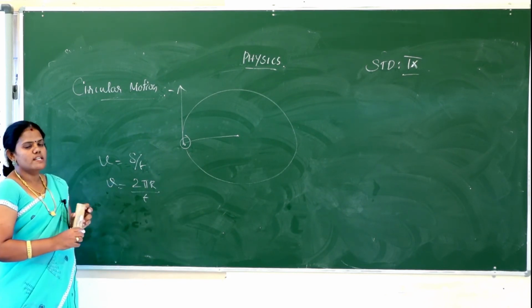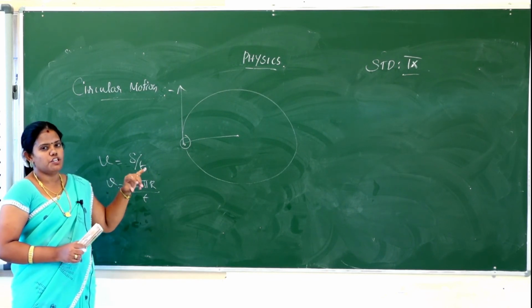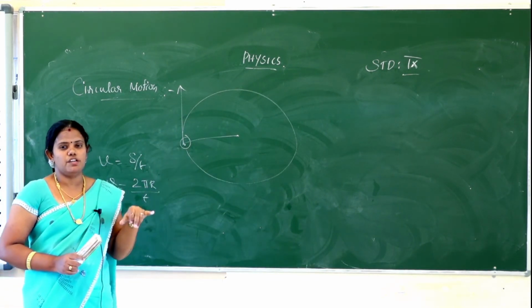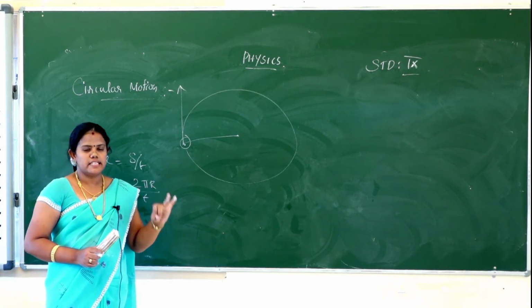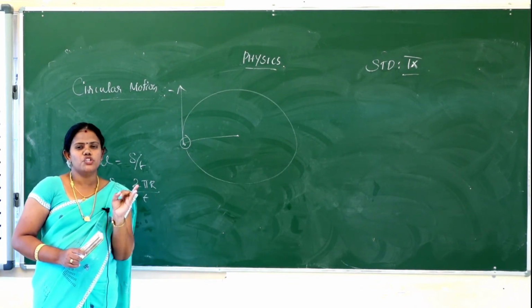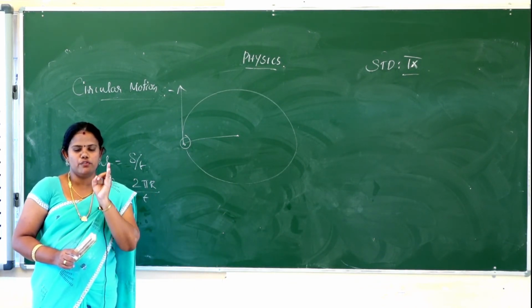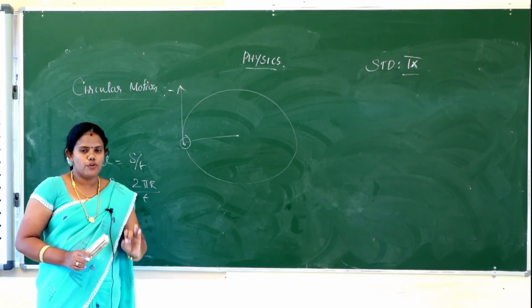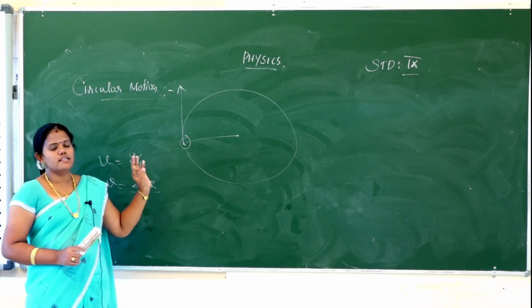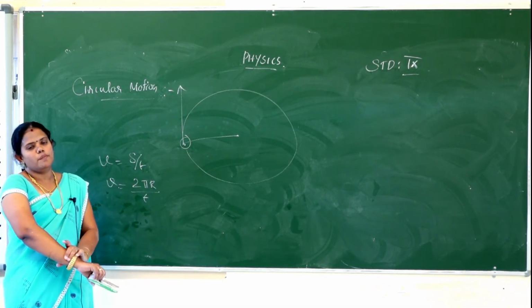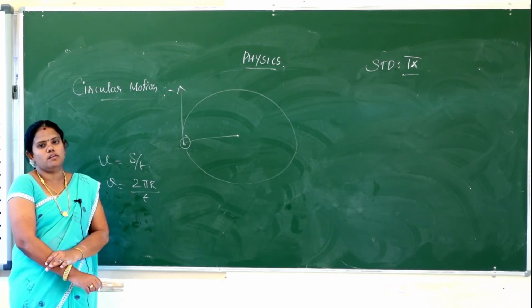Okay, what was learned in this class? That is the equation of motion, the derivation of the equation of motion by graphical method, second, the motion of an object under the gravitational force, and third, what is circular motion? Circular motion means one object moving in a circle, that is called circular motion.